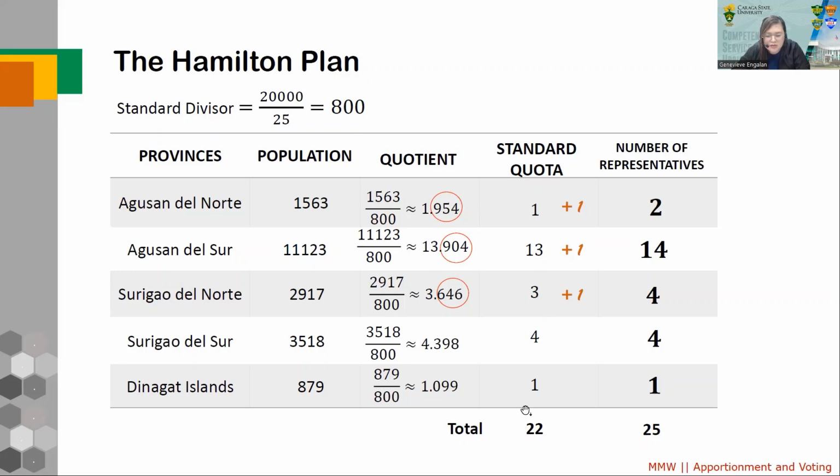Since the total is 22, we are still short by three. So we add 1, starting from the largest decimal place. Starting with the largest decimal place, plus 1, plus 1, plus 1. So we have 2, 14, 4, 4, 1, a total of 25 representatives. So 2 for Agusan del Norte, 14 for Agusan del Sur, Surigao del Norte 4, Surigao del Sur 4, and Dinagat Islands 0.